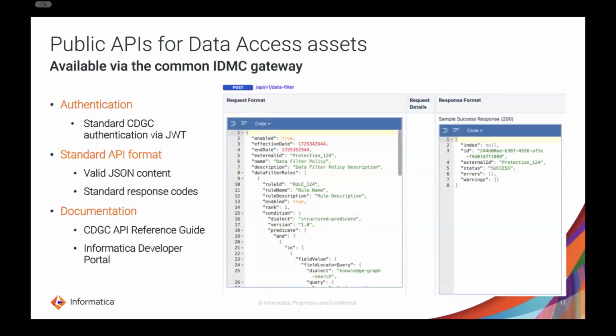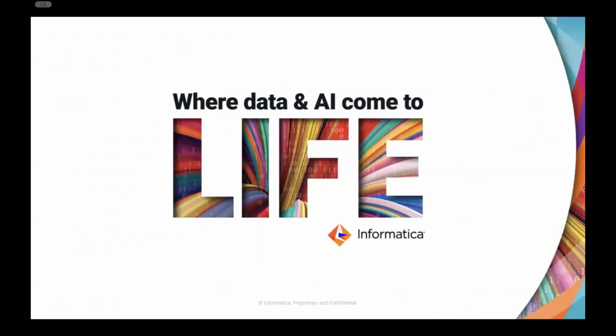Authentication utilizes standard CDGC authentication via a JWT token. Standard API formats, it's valid JSON content, standard response codes. All this will be documented in the API reference guide as well as the Informatica developer portal. That is some of the changes for the April release for Cloud Data Access Management.